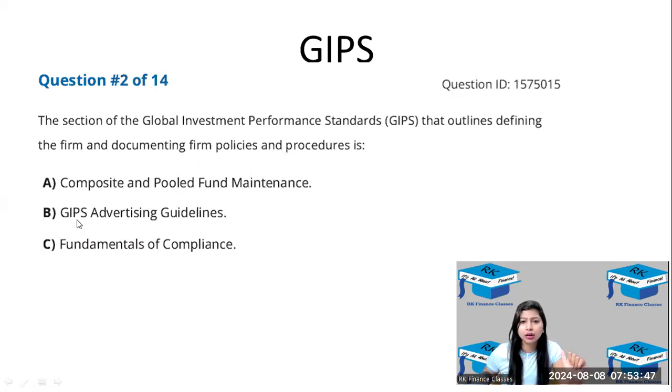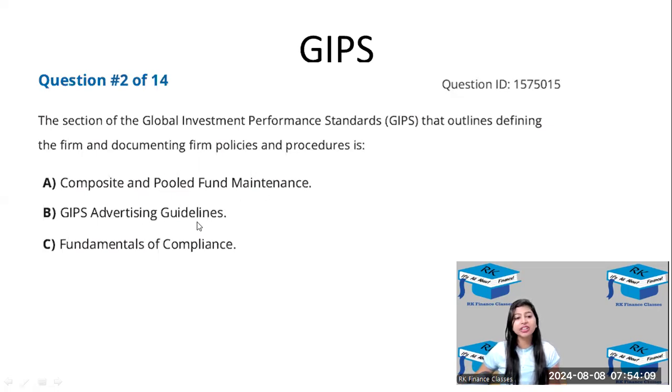Second is about the calculation methodologies. No, sorry. Third is about the composite and the pooled fund maintenance. So this is the third section which talks about how the calculation methodology for the composite is different and the calculation methodology for the pooled fund is different. So that is the third section.